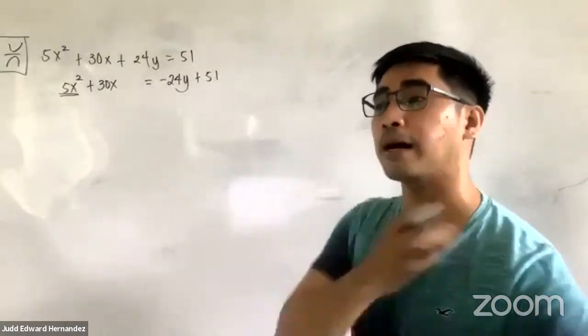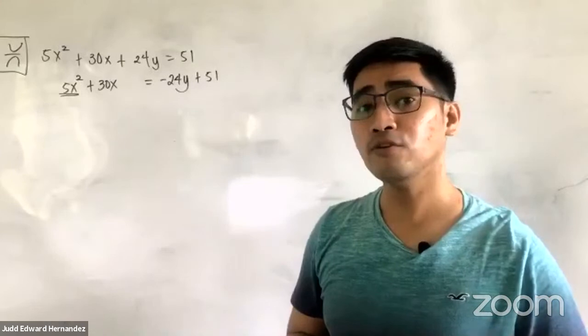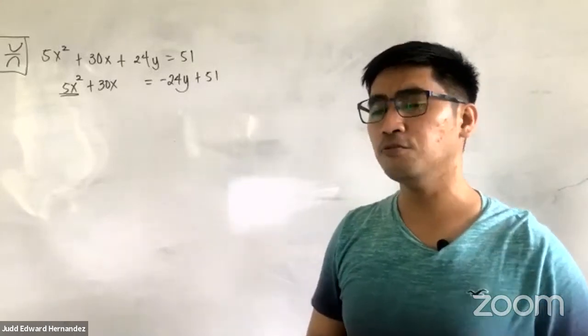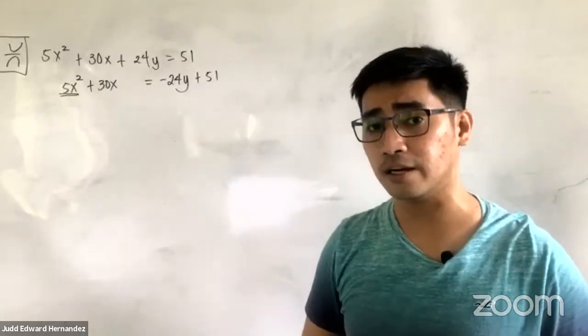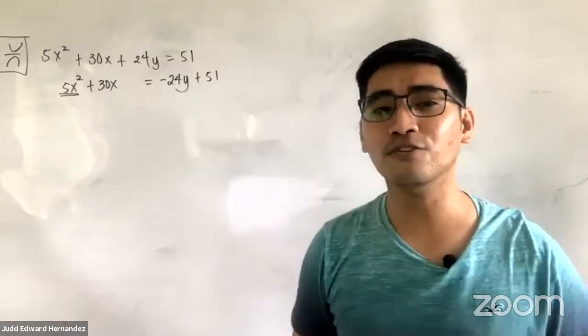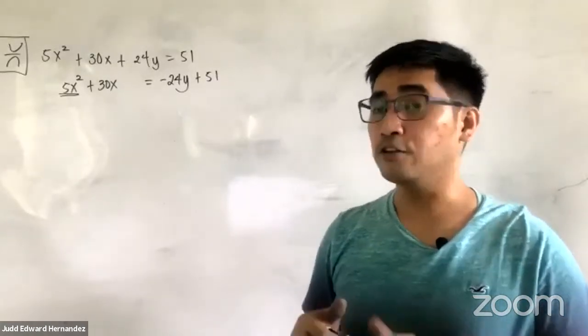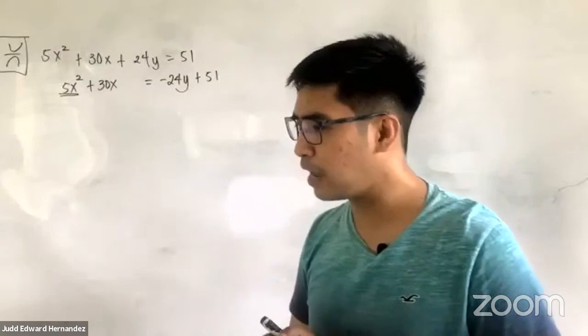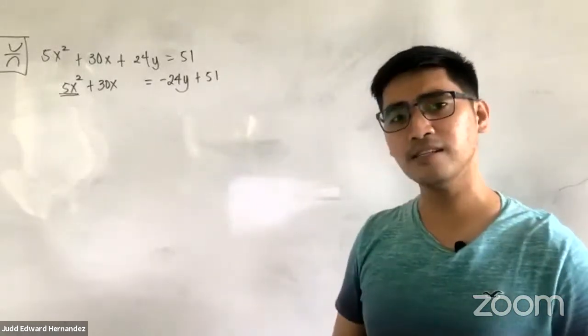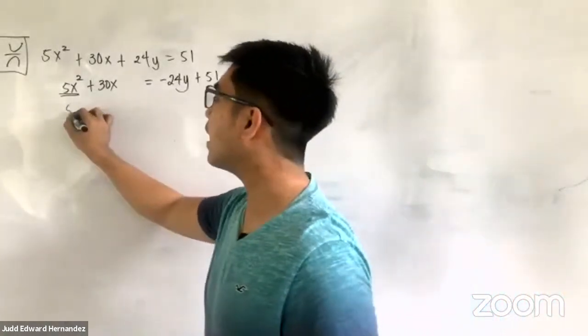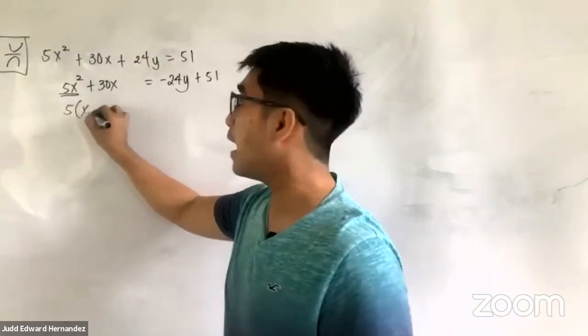Makinig ng mabuti para alam mo na sa susunod, pag meron ng value or meron ng numerical coefficient yung naka-square, all you have to do is to factor out that term. Anong number yung ifa-factor out natin, guys? We'll be factoring out 5. And this becomes x squared.